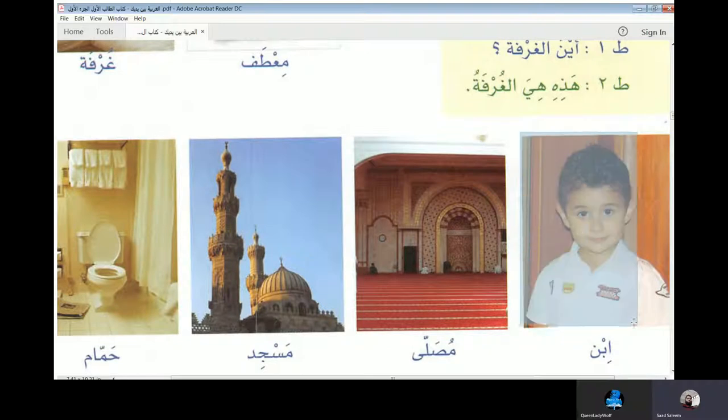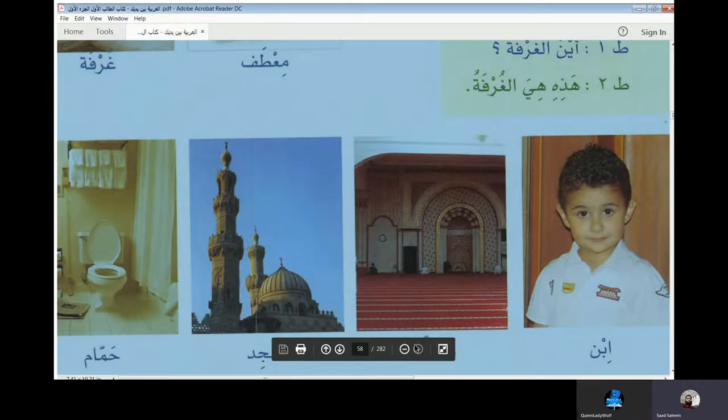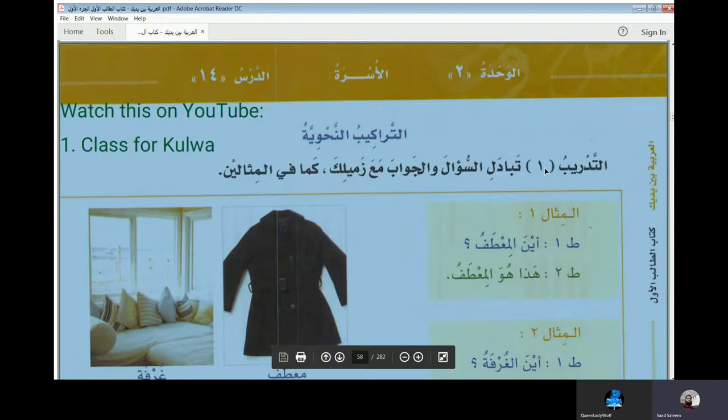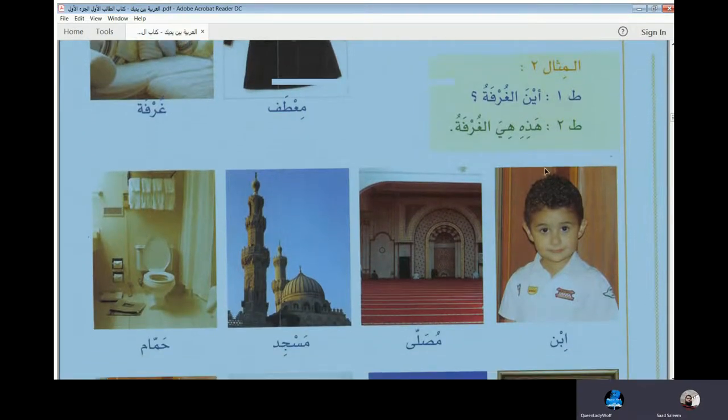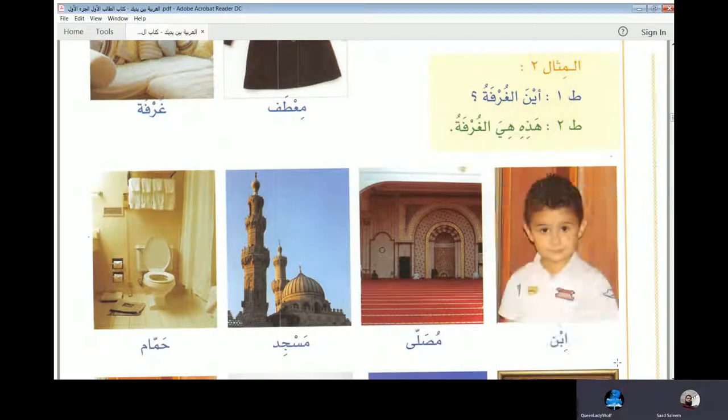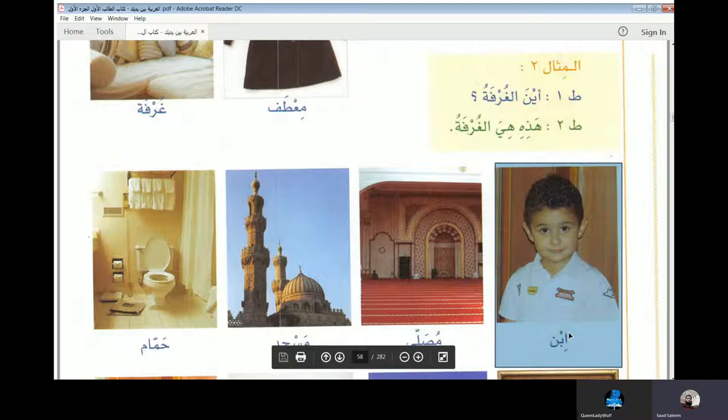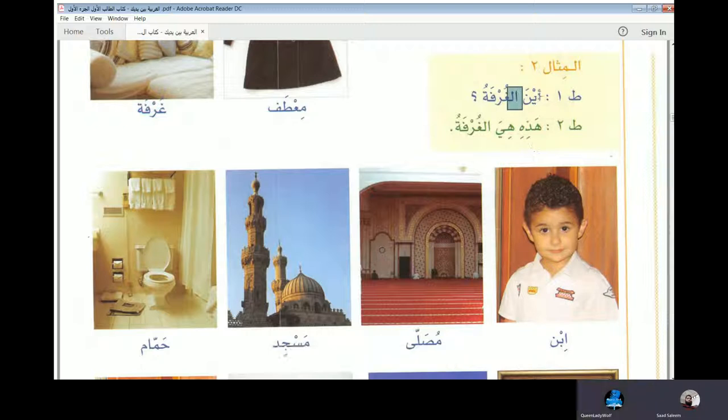Now you have a picture of ibn. Ask where is the son. Aina al-ibnu. You will add alif lam at the start of ibn. It will become Aina al-ibnu.